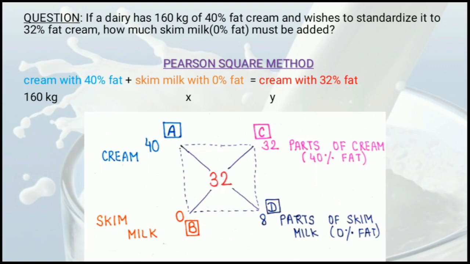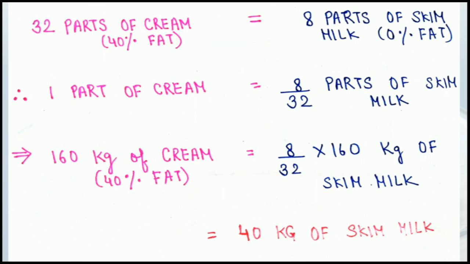So now we want to get the value of skim milk to be added into 160 kg of cream. This can be done by the unitary method, which says that 32 kg of cream which has 40% fat requires 8 kg of skim milk which has 0% fat. So 1 kg of cream will require 8 by 32 kg of skim milk, and thus 160 kg of cream will require 40 kg of skim milk.